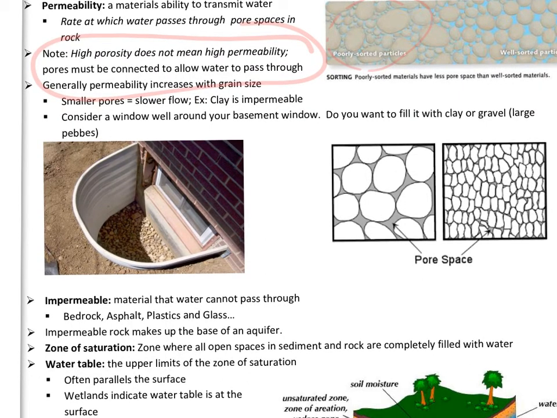So this window well over here is an avenue for water to get down into the ground quickly. And if you look in there, there's a lot of gravel because gravel has a really high permeability. It allows water to get down into the ground very quickly. So anytime you see somebody putting a well in, somebody wants drainage, they want big chunks of rock that are going to allow water to pass through quickly.